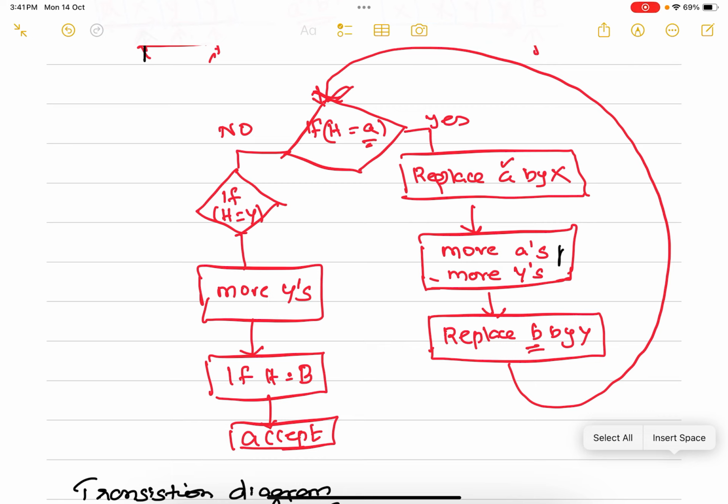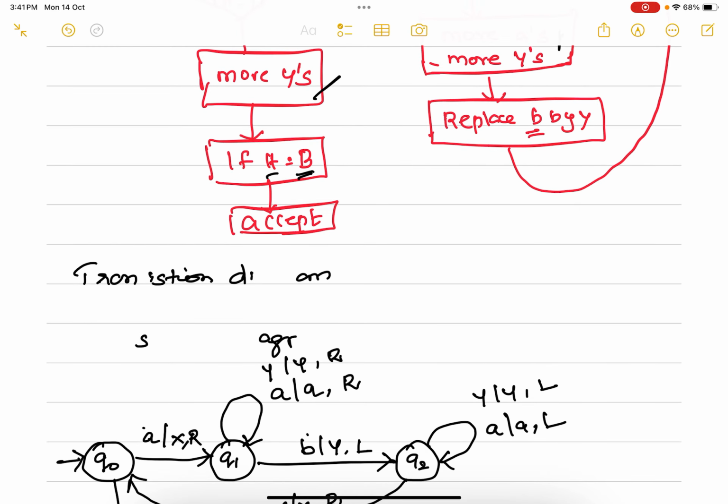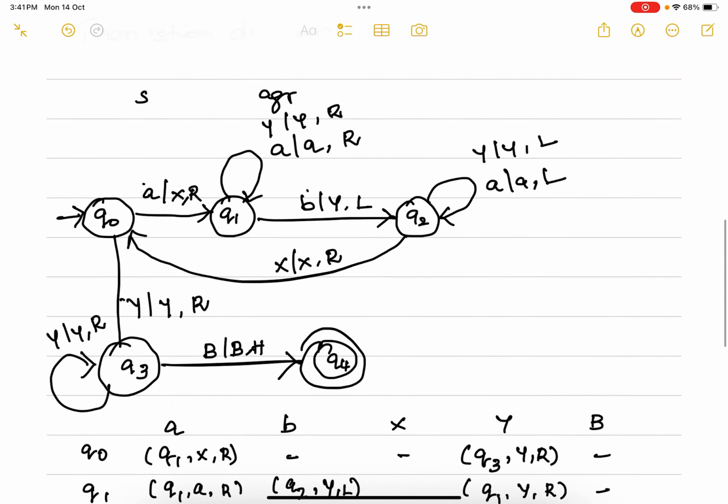Now once all a's are over, there will not be a possibility to get a. Instead, you will get a visited b, that is y. This path will come only when all a's are visited. Again, you have to make sure that all b's are visited. In that case, there should be only y's. So you have to move over all the y's, and when your header points to a blank, then you can accept the string.